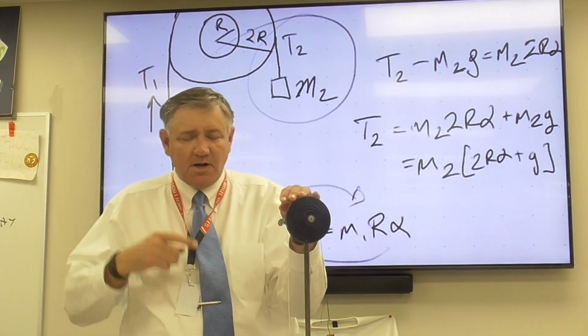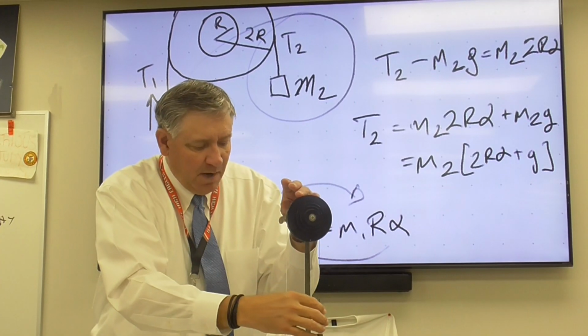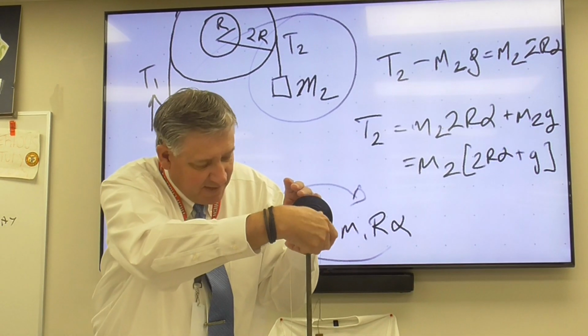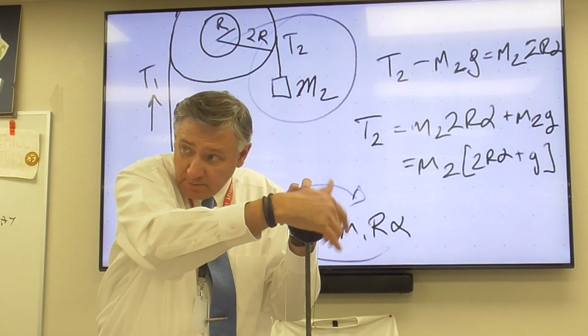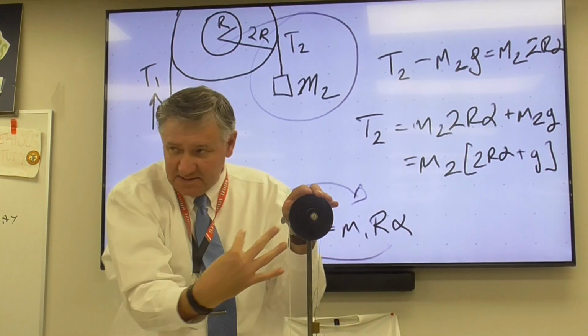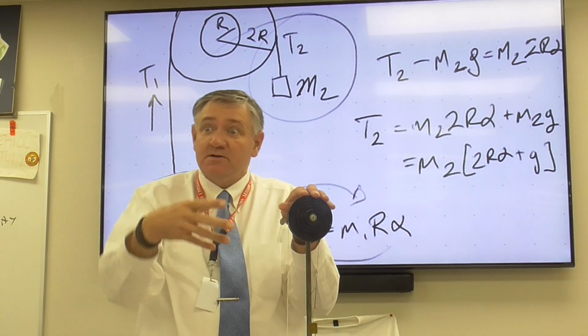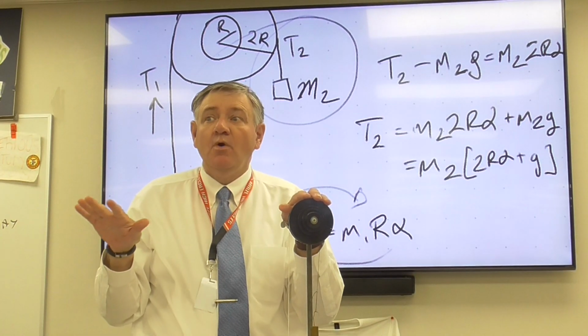So, you have two competing torques. The smaller torque, from your perspective, is trying to make this wheel spin clockwise. The outer torque is trying to make it spin counterclockwise. So, now, what if the two torques were exactly equal? What would happen?